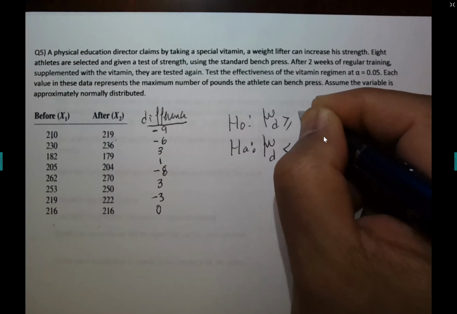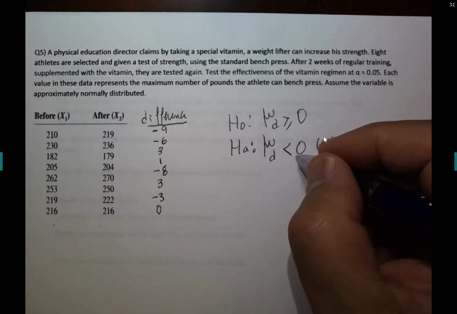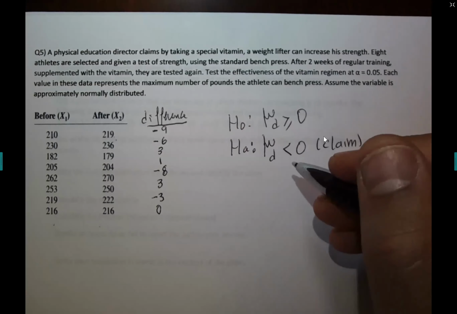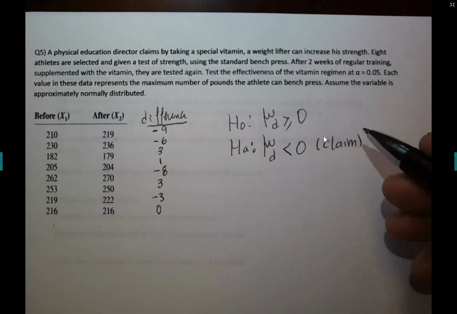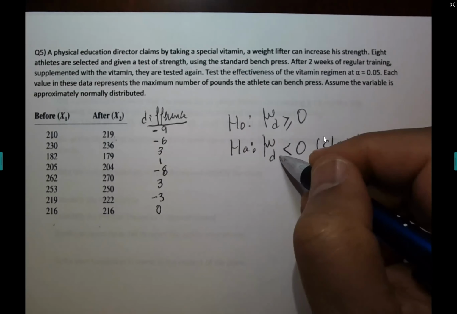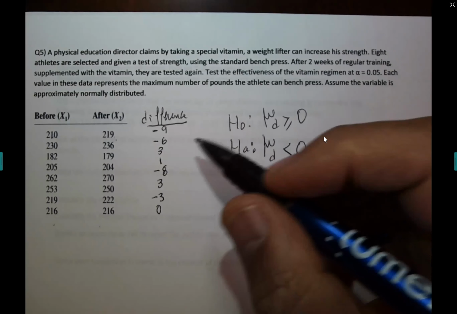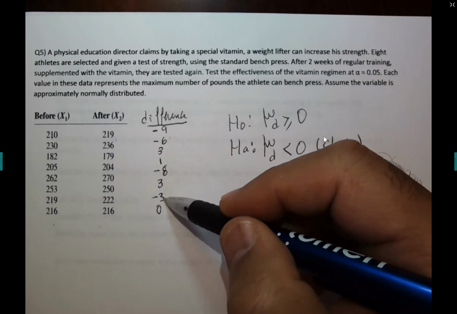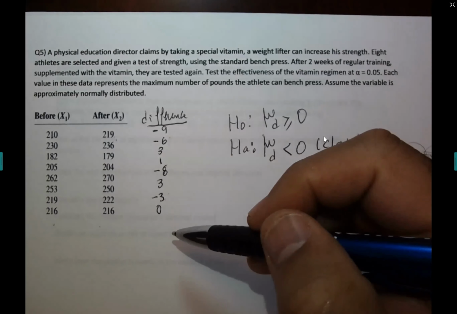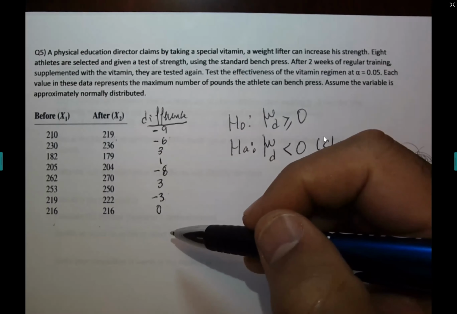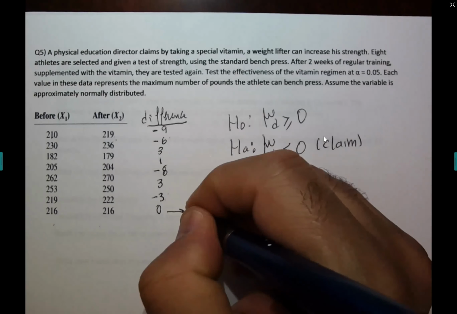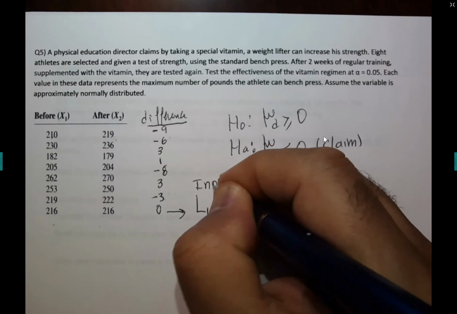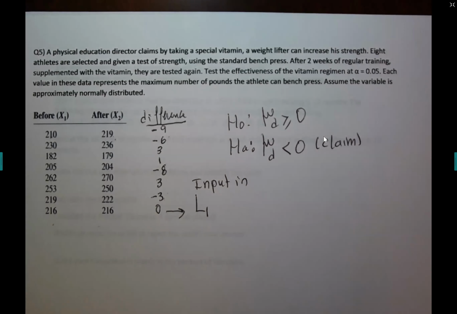You're in the spot of the one making the claim, so ask yourself, what do I test in order to check if it is working or not? You want to check that the mean of the difference is less than 0. It looks like it is less than 0 in 4 places, more than 0 in other places. So I cannot tell you if we're going to support the claim, because there's a fluctuation: positive, negative, worked for some, didn't work for the rest. I'm not sure, so we're going to check. We're going to put this in L1.